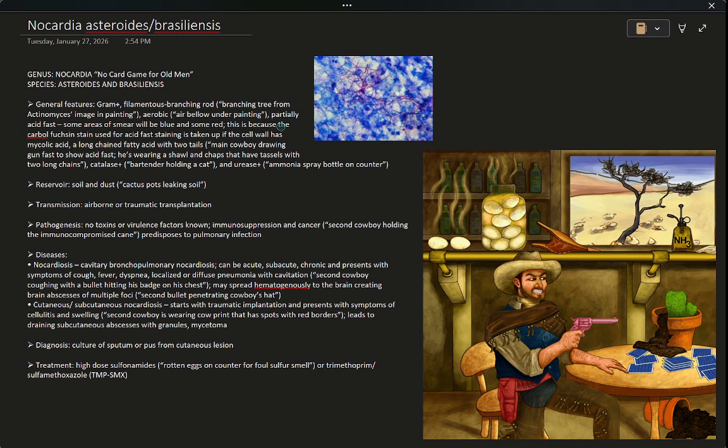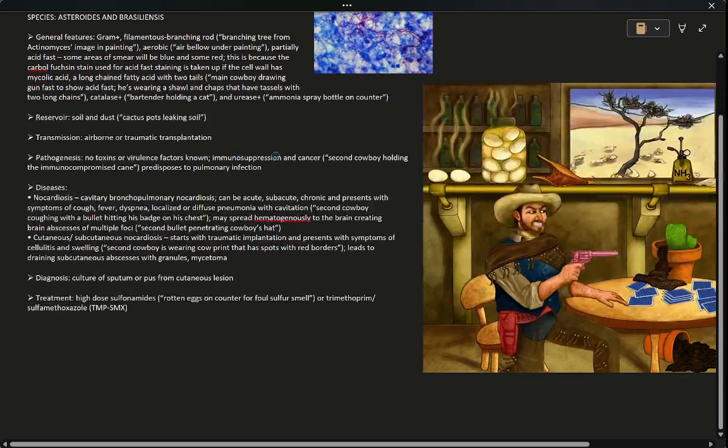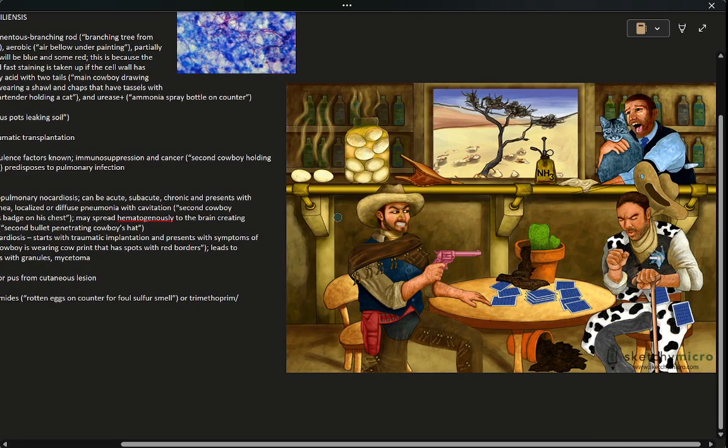And this is because the carbolfuchsin stain that is used for acid-fast staining is taken up if the cell wall has this thing called mycolic acid. And mycolic acid is a long-chain fatty acid with two tails. So, to remember this, think about the main cowboy drawing a gun fast to represent acid-fast. And then he's wearing a shawl and chaps that have tassels with two long chains. And that is represented by this cowboy over here.